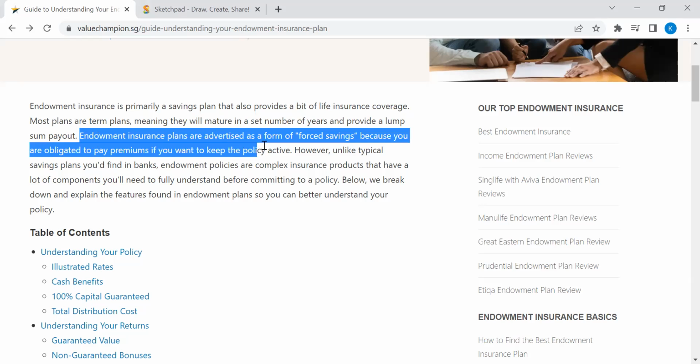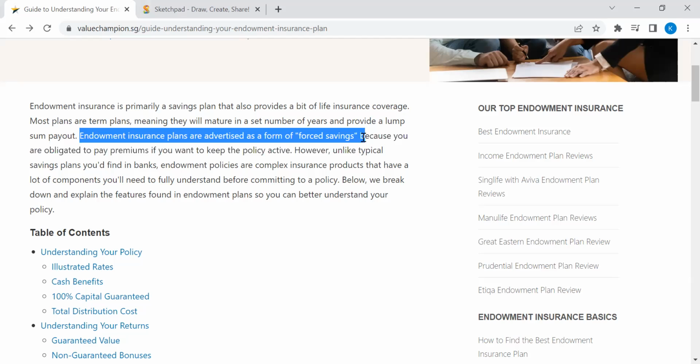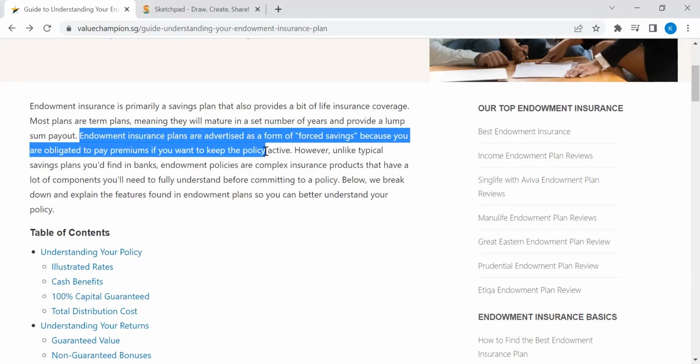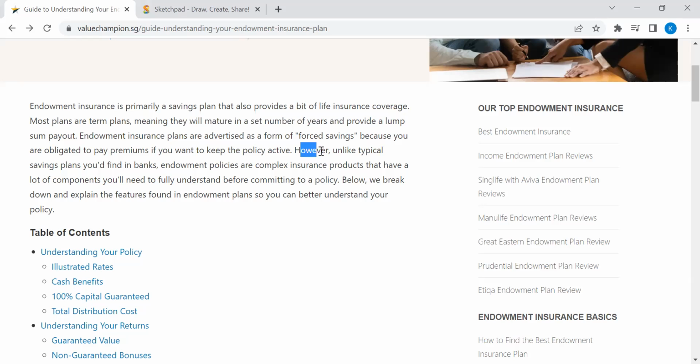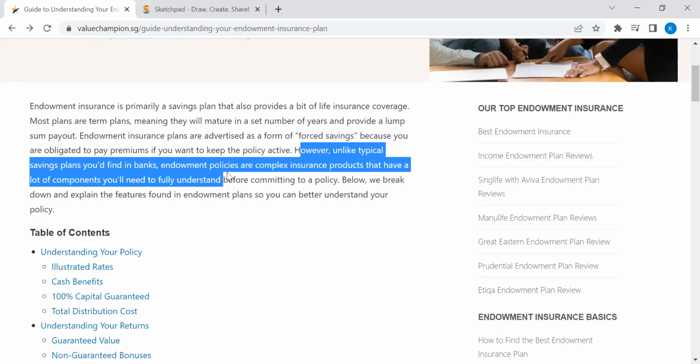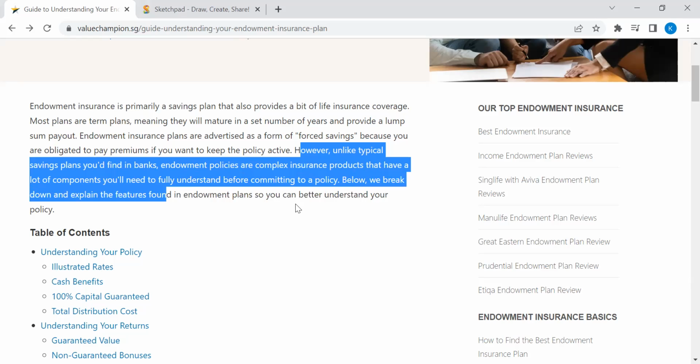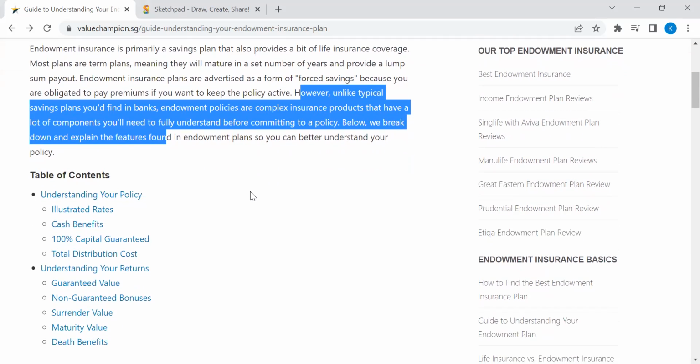Endowment insurance plans are advertised as a form of forced saving, and this is correct because you're obliged to pay the premiums. This is especially so for regular premium products. If you fail to make the payment in time, this might cause the policy to lapse, and a policy lapse can result in financial loss in that plan. However, unlike typical savings plans you'll find in banks, endowment policies are complex insurance products that have a lot of components that you need to fully understand before committing. Below, we break down and explain the features of endowment plans.